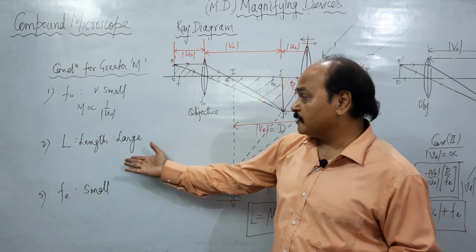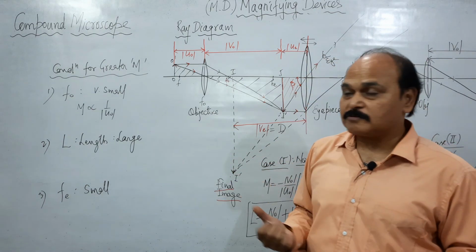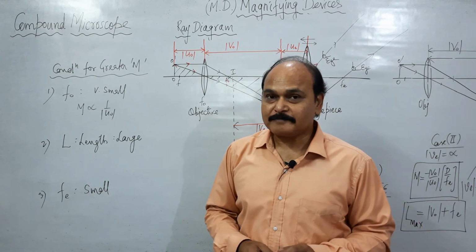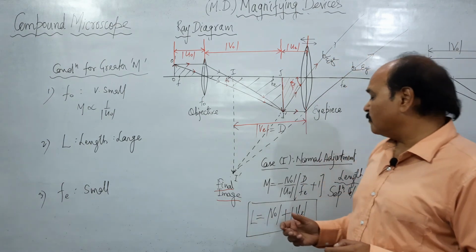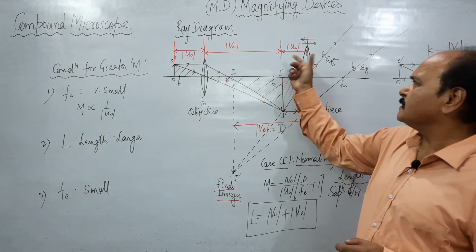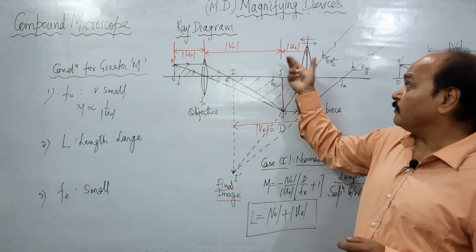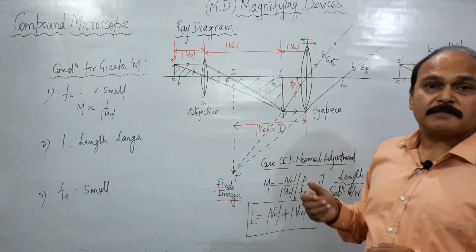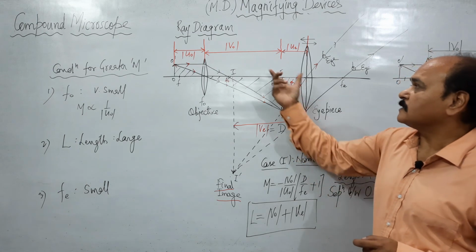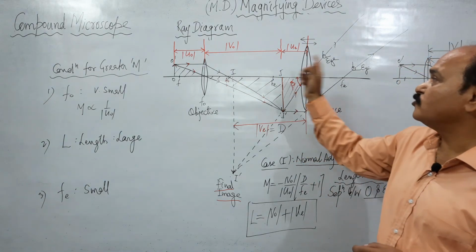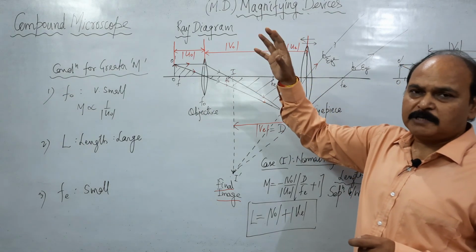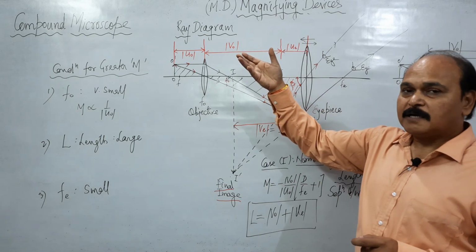Well, second condition, again it is not obvious from the mathematical relation we have deduced. Length of microscope should be large. See, length of the microscope consists of V naught and UE. UE is the distance, maximum value of UE could be what? The focal length of eyepiece. So what is this length? This length of the microscope has two parts. One is V naught, other is UE. UE has limitation. It cannot be greater than Fe.